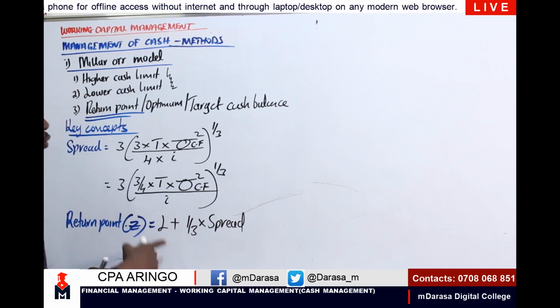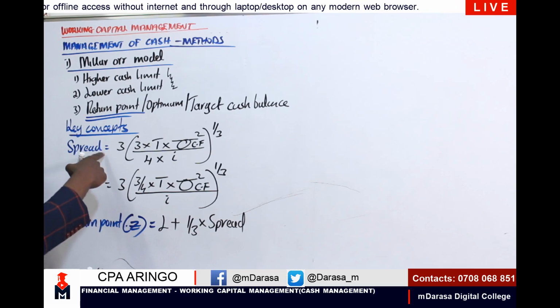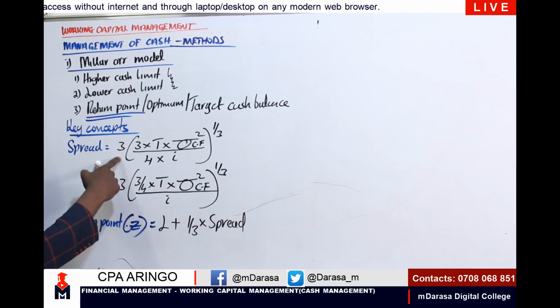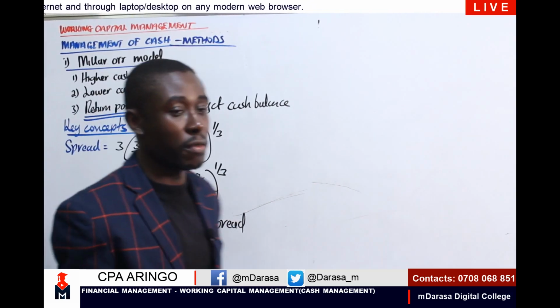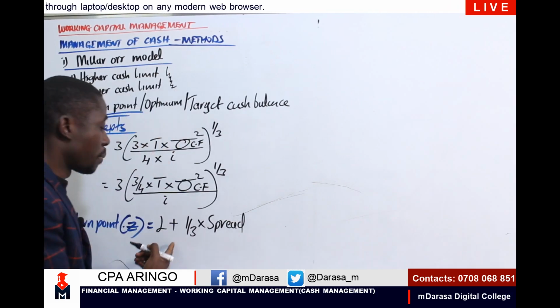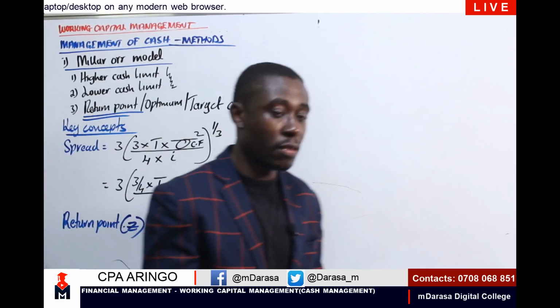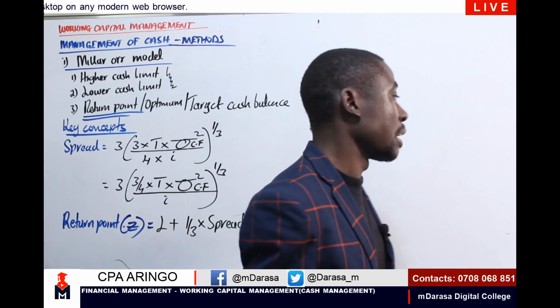And recall how to determine our spread. We have our spread here. So basically, I'll just be taking a third times the spread. That will give us what? That is the lower limit plus a third times the spread. That will give us what we're referring to as the return point.